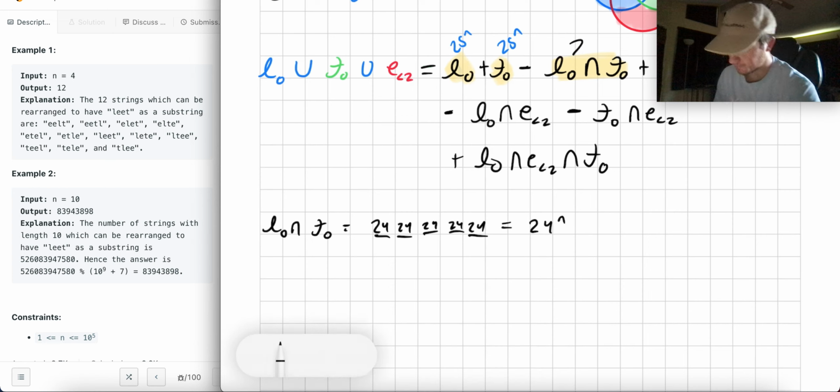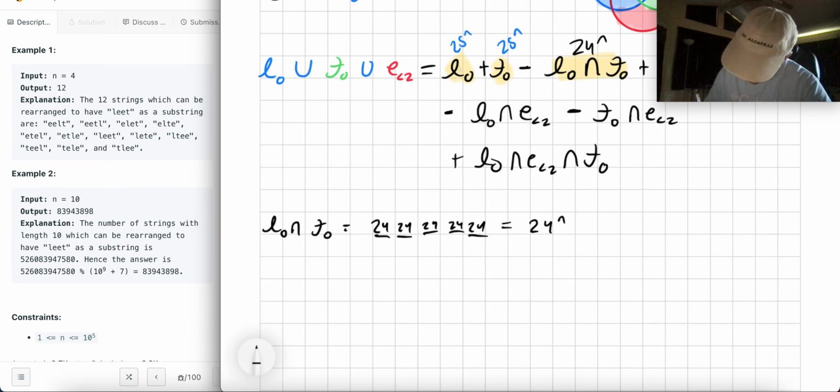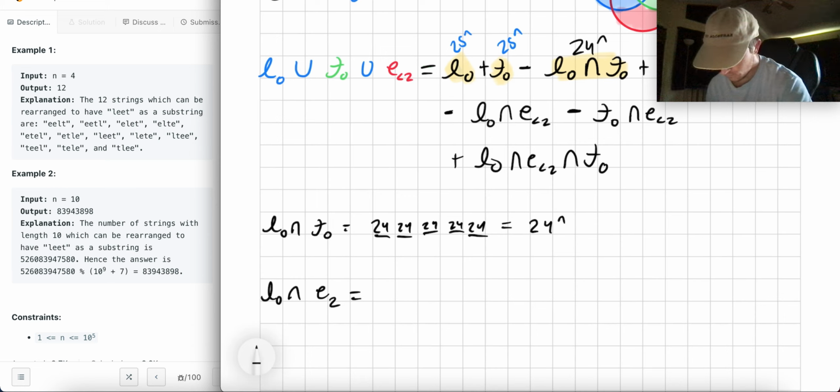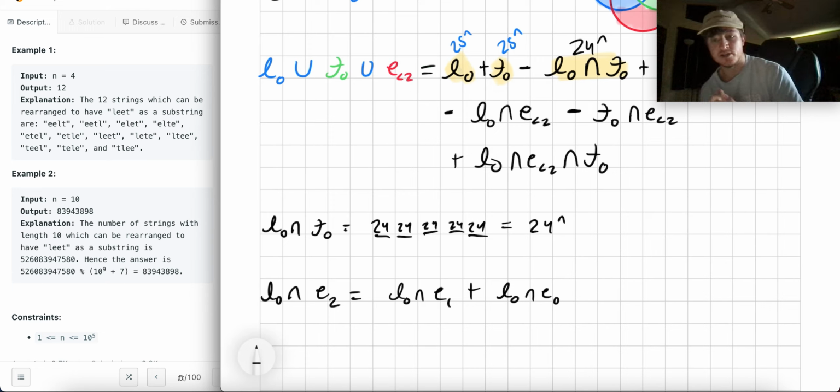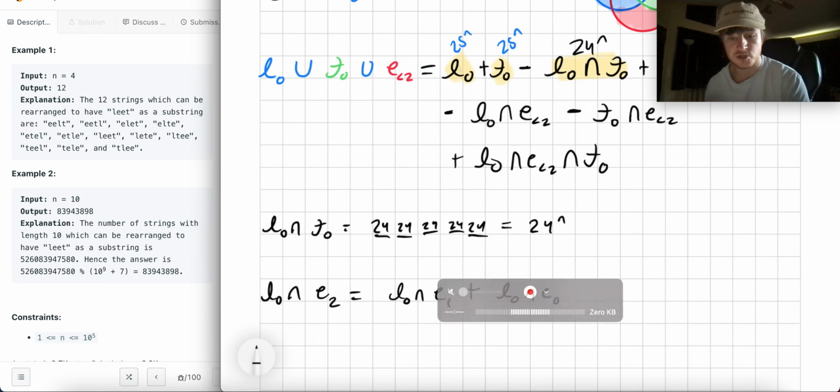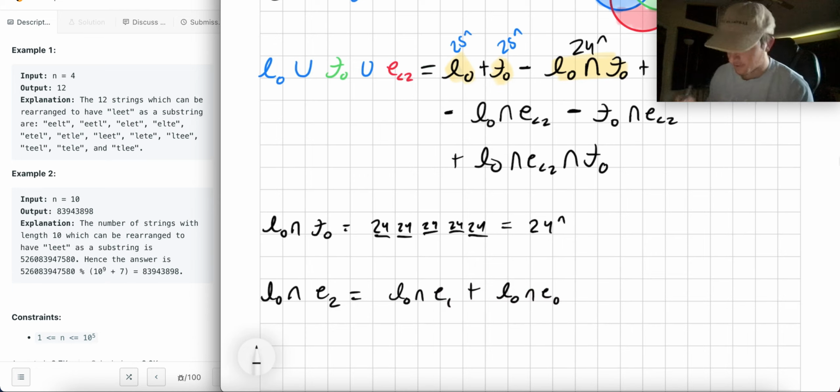to the n. Now this E less than 2 thing's a little bit tricky, right? Because, so what's L0 and E less than 2? Well, that's the same thing as L0 and E is 1 plus L0 and E is 0, right? Because it's exclusive, right? There's no intersection between E1 and E0. Either there's one E or there's 0 E. All right, so let's do L0 and E0. This is pretty simple. This is just 24 to the n again, right?